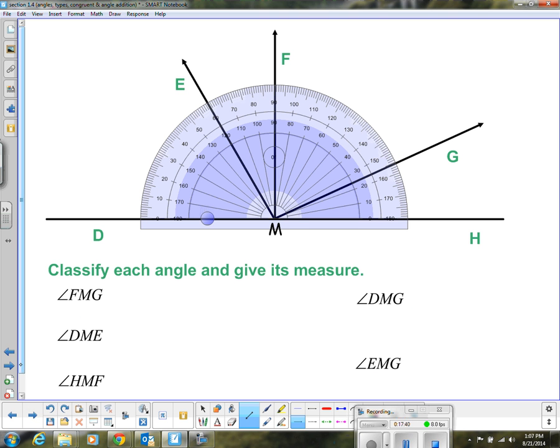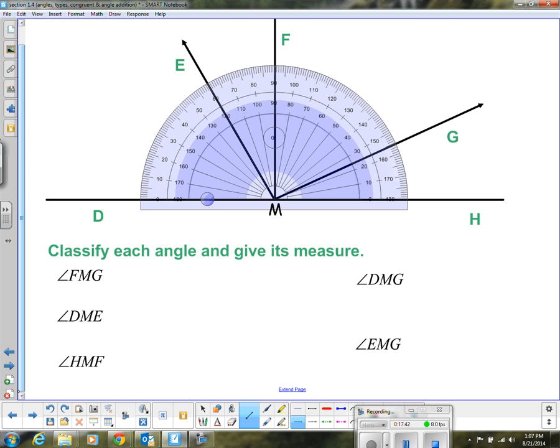So now you have to classify each angle. And as we classify, we're going to find the measure. Okay, so if I do angle FMG, how do you do this? You put your finger on F, you go down to M, and then you go over to G. So we're looking at this angle right here. This angle is going to be the absolute value, it looks like, of 25 minus 90, which I believe is 65 degrees. And because this is less than 90, it is acute.